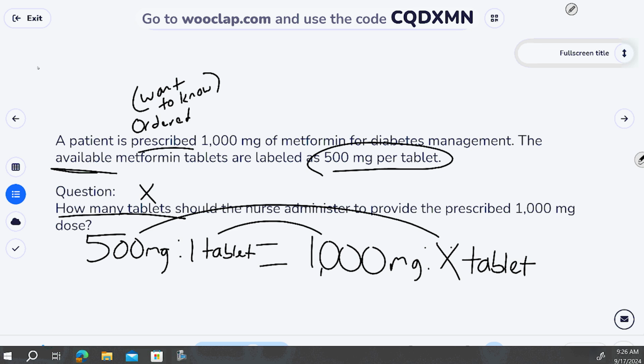So yeah, 1 tablet times 1,000 just gives me 1,000. 500 times X. And so let me just make this point too. 1,000 times 1 equals 1,000. 500 times X is 500X. I don't really know why I put the X over on this side. I have no reason for that. And it doesn't matter, okay?